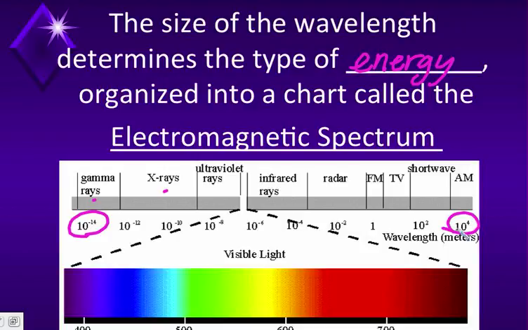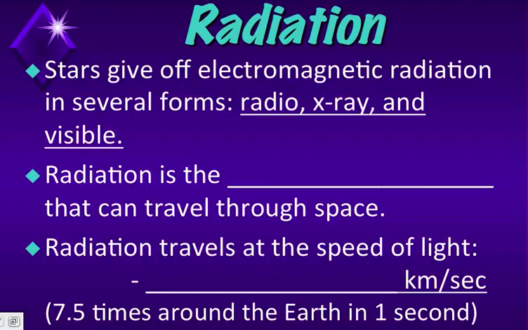So over here the radio waves have 10 to the 4th meters. That's a really large number, and a long wave, where over here they'd be really short, 10 to the minus 14, a really small wave. Now, stars specifically give off radio energies. They give off X-ray energy, and they also, of course, give off some visible light, but we can see them. But again, radiation is the only type of energy that can travel through space.